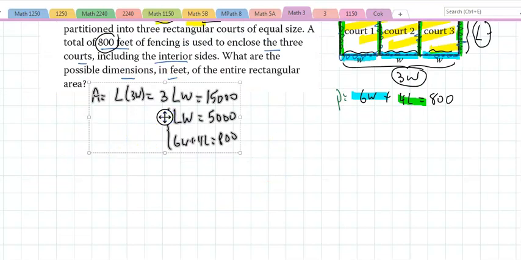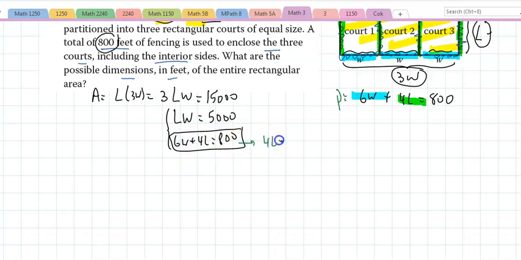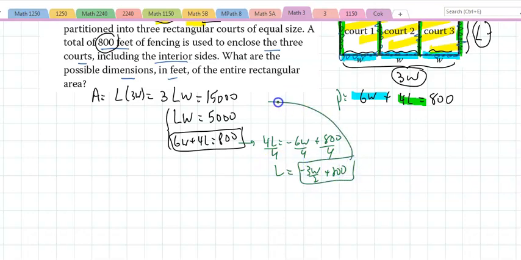If I use substitution, let's say I solve for L. I take this and say, well, look, this says 4L equals negative 6W plus 800. If I divide each of those by 4, I'll get L to be negative 3W over 2 plus 200. And I would substitute that in the first equation to get rid of that L.